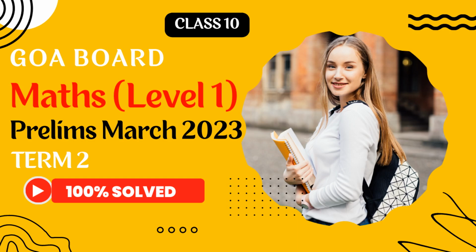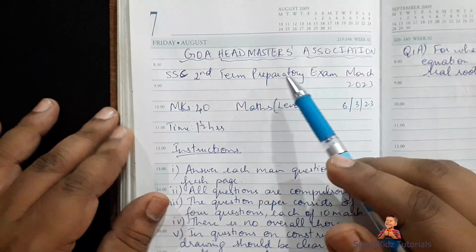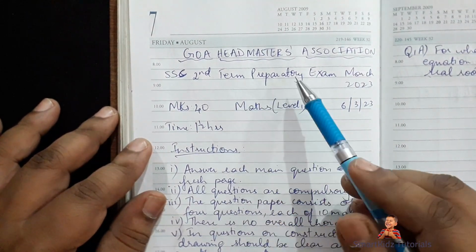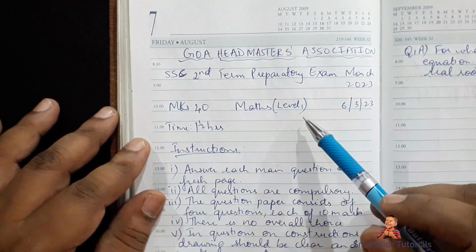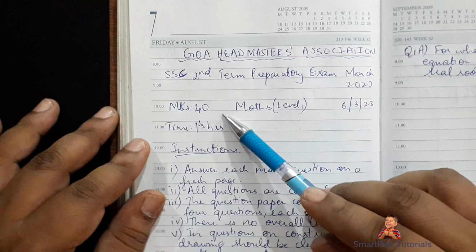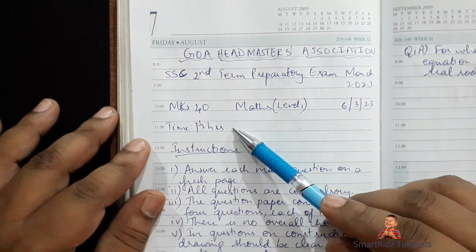In this video we will be solving the Go Ahead Masters Association second term preparatory exam for SSC, which came in March 2023. This is for Maths level 1 for 40 marks and time 1.5 hours.